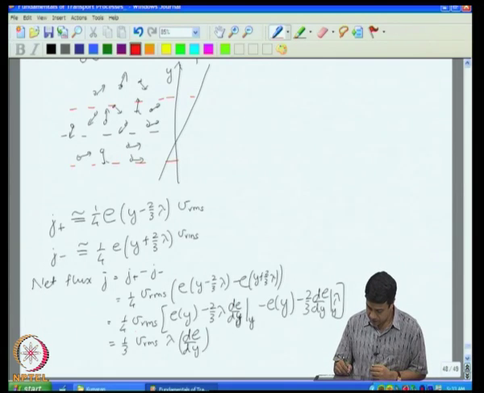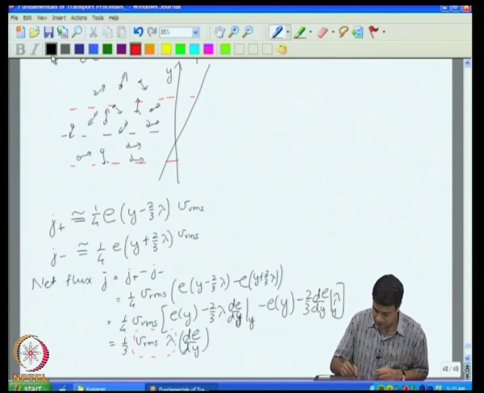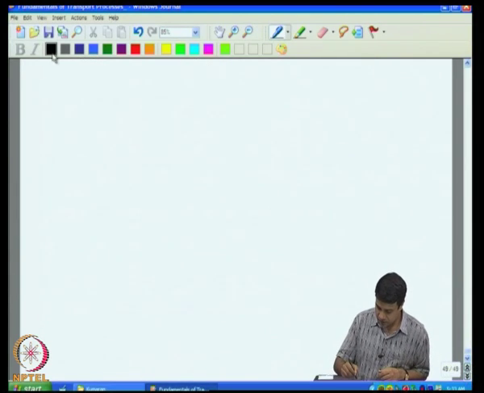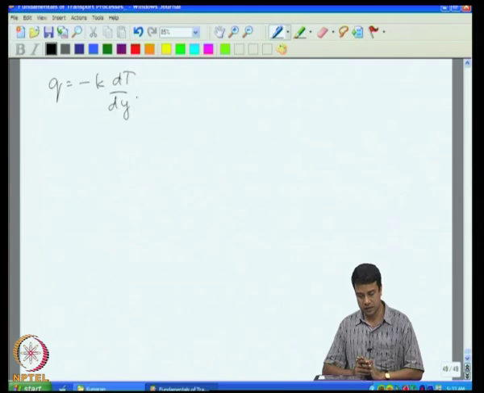So this now is the thermal diffusion coefficient, exactly the same in form as the mass diffusion and the momentum diffusion coefficient. But this is the net flux. This is the net flux of heat. The equation that we are usually used to is of the form: the heat flux is equal to minus k into dT by dy. That is Fourier's law for heat conduction.